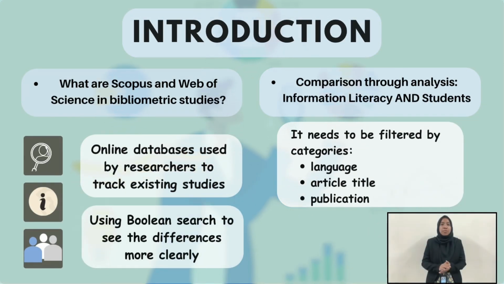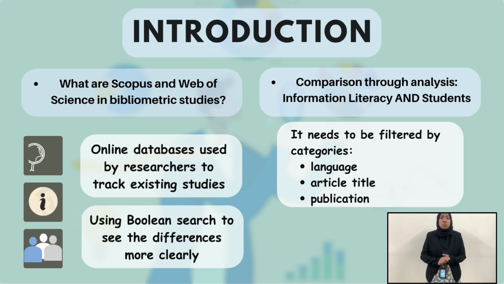Today I'm going to present our topic which is Bibliometrics Search Analysis. What is the meaning of Scopus and Web of Science in Bibliometric Studies? Firstly, we are using online databases that researchers usually use to track existing studies. This means researchers can use databases to find, analyze, and view search results from other people's research.